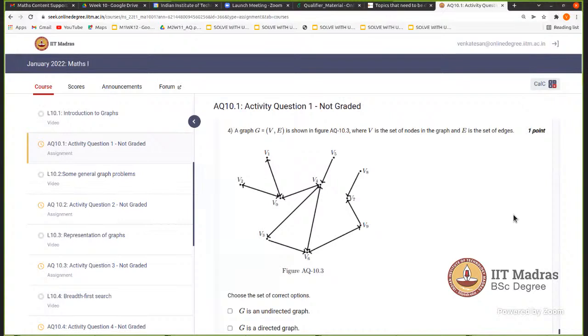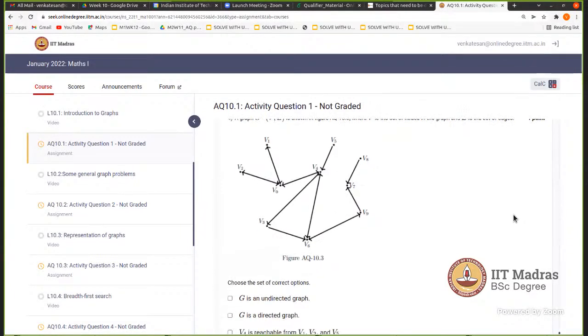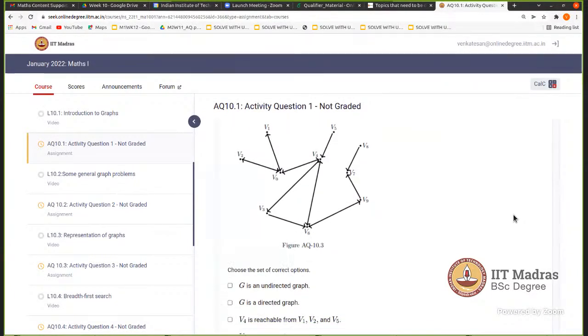Tell me from options A and B whether it is a directed or undirected graph. Directed graph. So option A is incorrect and option B is correct. Now option C says V4 is reachable from V1, V2, V5. That means from V1, V4 is reachable; from V2, V4 is reachable; from V5, V4 is reachable. Is this true? Just check from the graph.